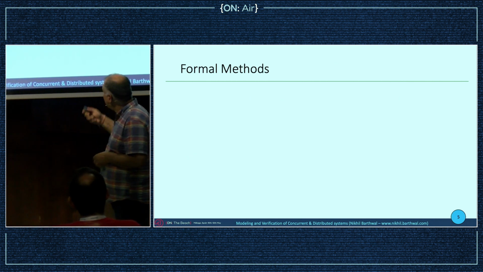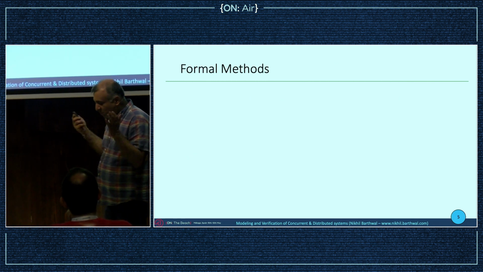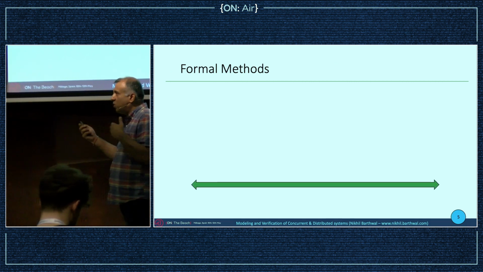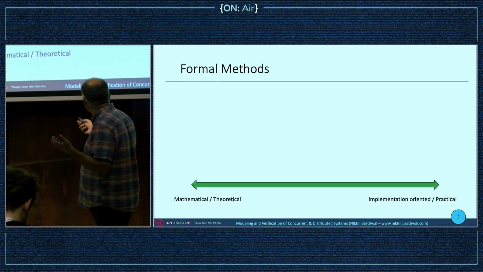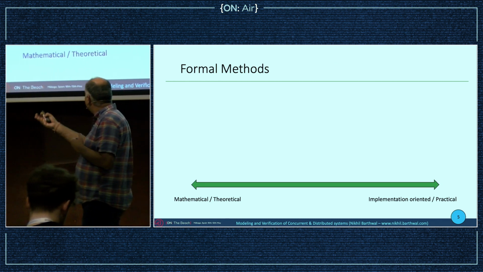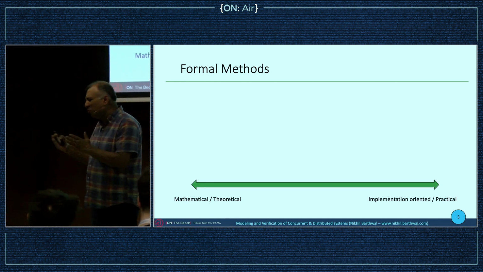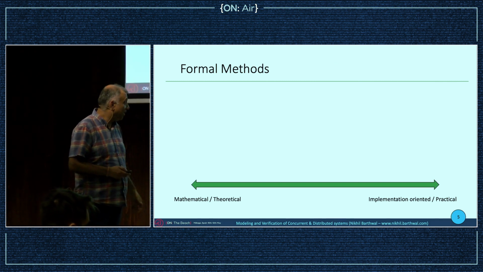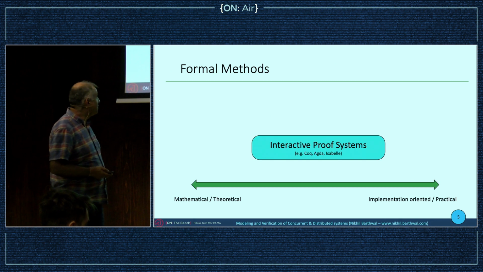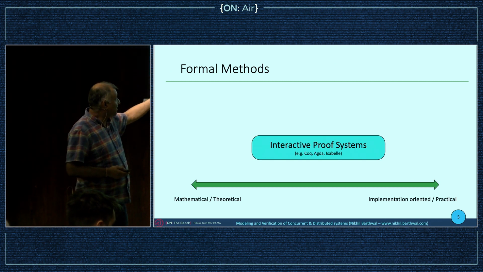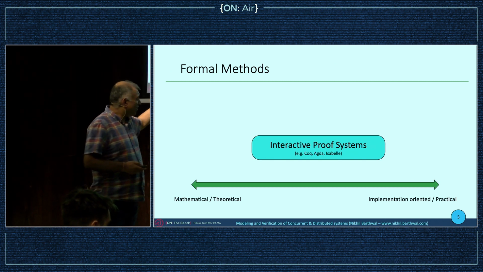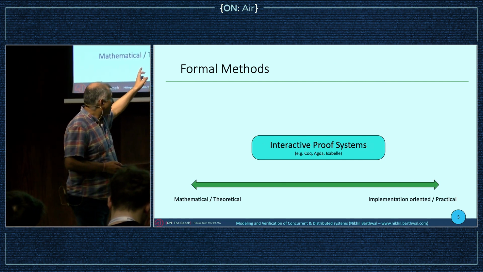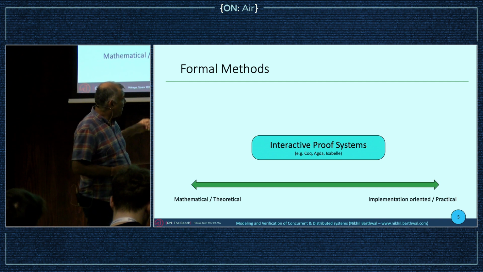Anyway, so let's talk about formal methods. Now, there are a whole bunch of formal methods that exist, and I would see these formal methods as a spectrum. On one end, they're a little bit more mathematical and theoretical, probably more useful to academics, and on the other hand, I have the practical or implementation-oriented methods. So, interactive proof systems, Coq, Isabelle. I've used Coq a while ago when I was a student in France. So that's somewhere in the middle.